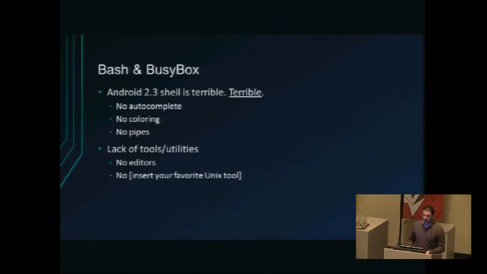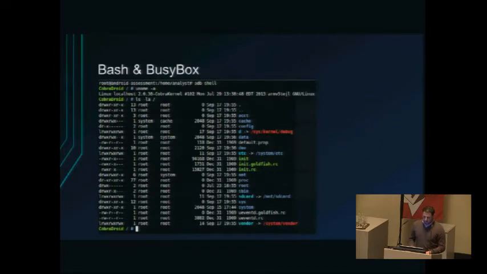There are also no editors built in. If you want to edit a file, you usually have to pull the file off and push it back on. It would be nice to just say vi or emacs and have things work. So what I wanted to do is port BusyBox, which is an embedded systems version of your standard Linux tools, and bash to Android. That's actually very easy. It's already done. CyanogenMod already has that on their GitHub repositories, so I just cloned that and built it in. This isn't really anything groundbreaking, but it makes the shell experience much more enjoyable.